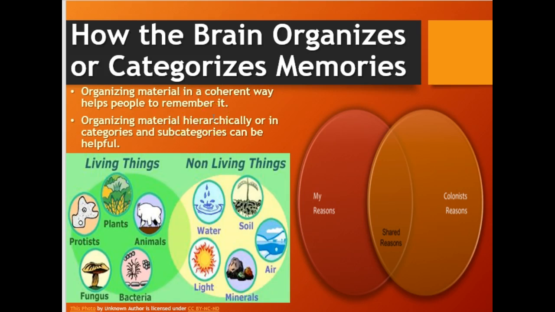When we learn information, one way we learn is through categorization: how the brain organizes or categorizes information.